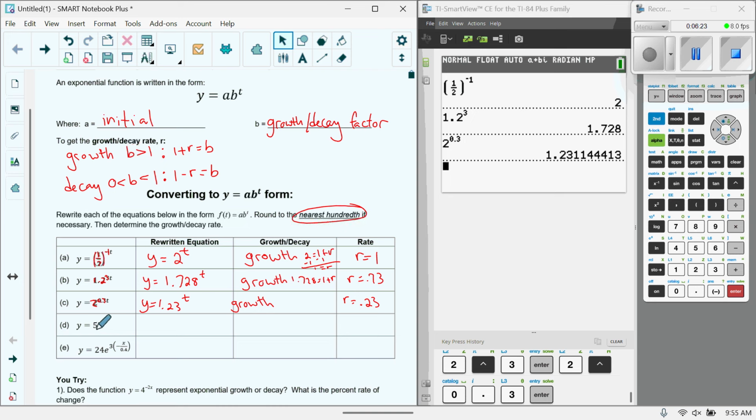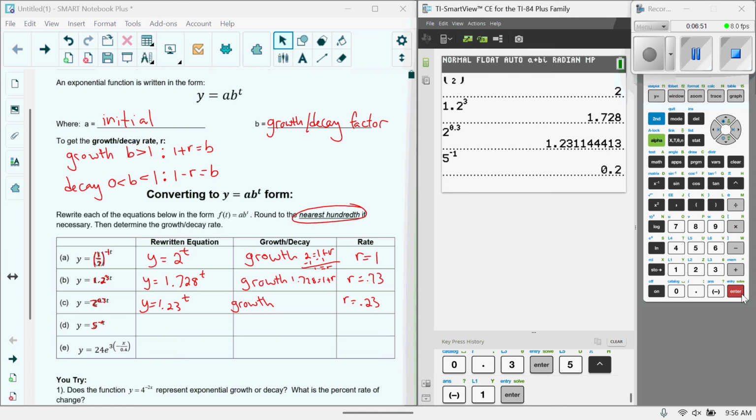It looks like we're increasing a lot. It looks like we're increasing because we have a base that's way greater than 1, but you have a negative exponent. Now, if you remember, negative exponents create fractions. So really, I think the 5 is going to turn into a fraction, and we're not increasing by as much as we thought. But let's try it. There's a negative 1 in front of the t. So you have 5 to the negative 1, and that's going to be 0.2. So we have y equals 0.2 to the t. That shows me I'm exponential decay.